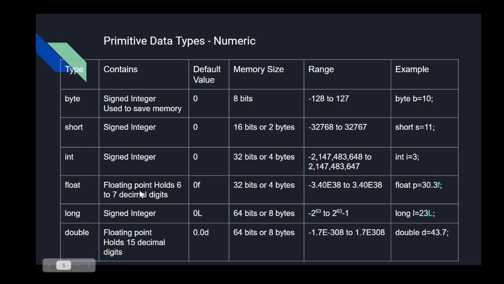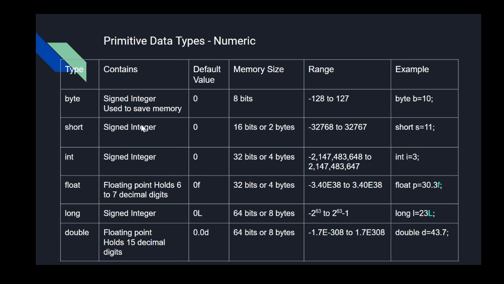A float is mainly used to hold 6 to 7 decimal digits. Its memory size is 32 bits or 4 bytes. Its range is from negative 3.40E38 to 3.40E38. You write floats as float p = 30.3f. You can change the number, but this is where the different default value comes in. This time you have to put an f, otherwise it will not consider it a float. The default value is always going to be 0f.